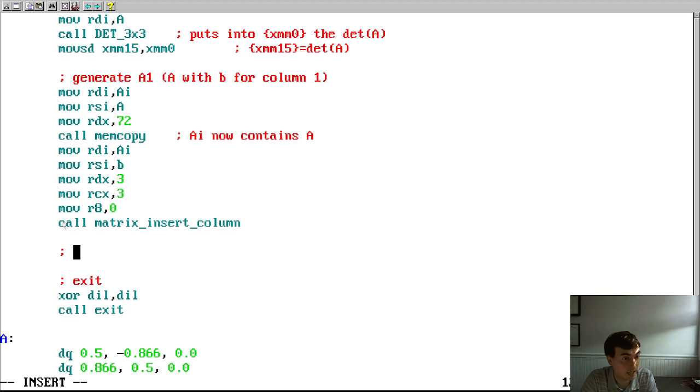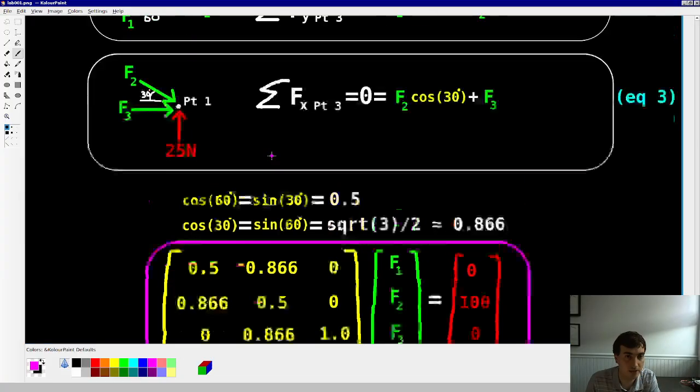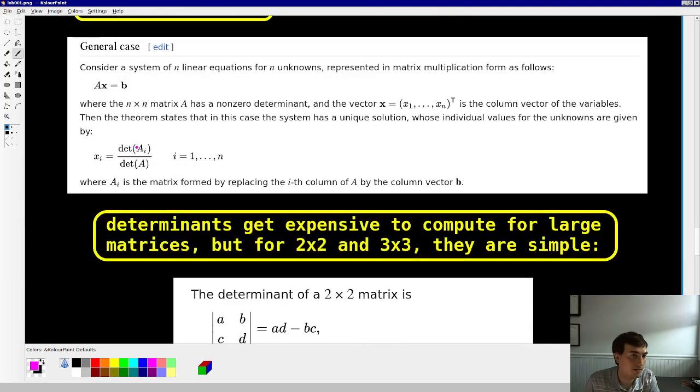Now, at this point, let me see what we have. AI now contains what we're calling A1, or what Wikipedia was calling A1. Let me show that again really quick. So now we contain A1, and all we do is compute the determinant of A1, and that's the numerator for our division. We just divide that by our old value of the determinant of A, which we saved in XMM15, and that will give us our result, our solution X, or that scale factor X.